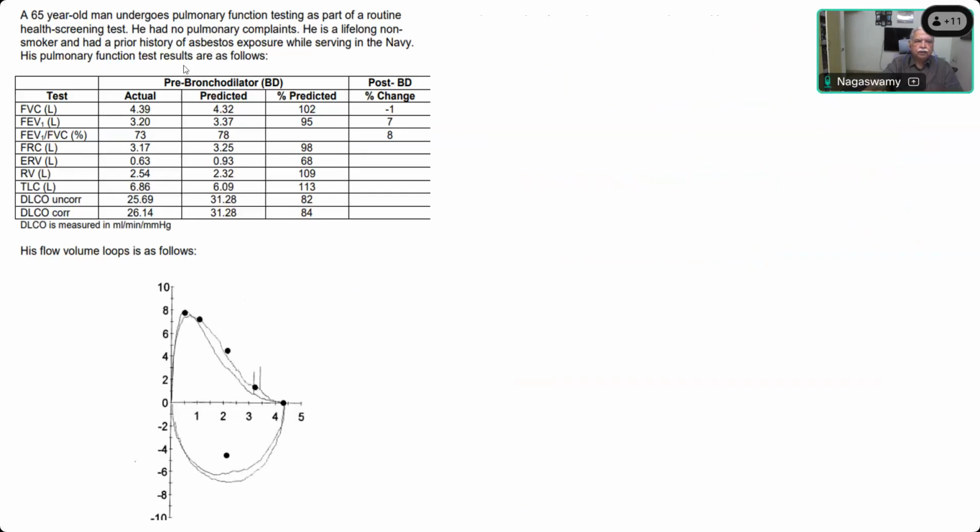His pulmonary function tests: FVC is almost normal, 102%. FEV1 is 95%. The ratio of FEV1 to FVC is almost normal. Coming to TLC, that is also normal. DLCO is slightly reduced, 84%. This is the flow volume loop. What is the diagnosis? Parenchymal disease, sir.